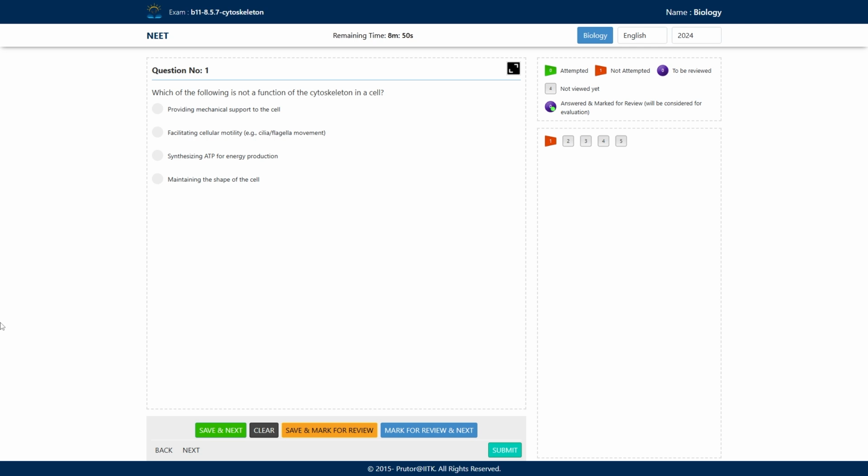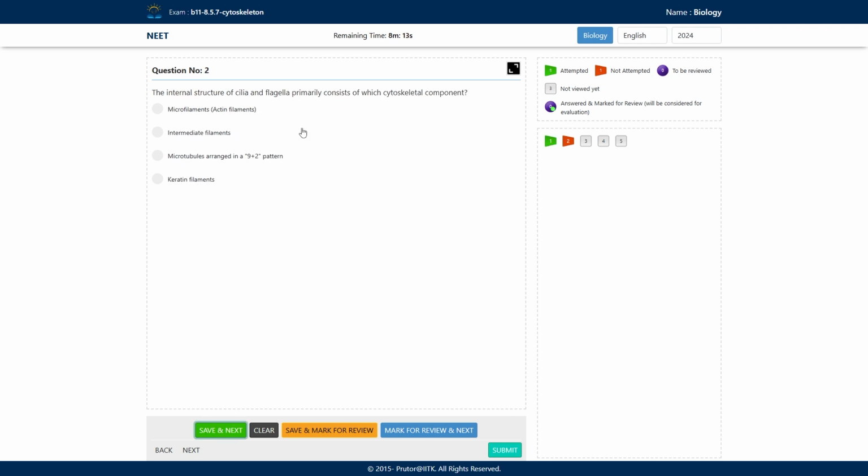Okay, so you can see here the correct answer will be option number C. Cytoskeleton is not involved in synthesizing ATP. ATP is produced by mitochondria, which is the powerhouse of the cell, not cytoskeleton. Cytoskeleton function is to maintain the cellular shape. It provides mechanical support to the cell. It helps in cellular motility. It helps in cell movement. It helps in intracellular transport. So option number C is the correct answer here.